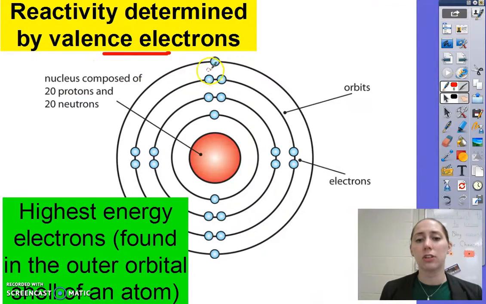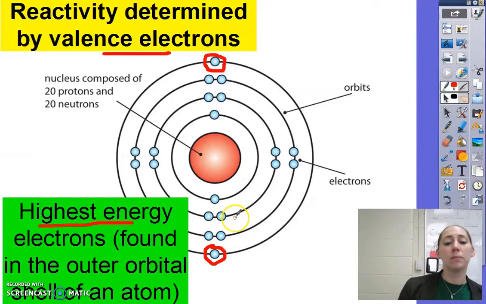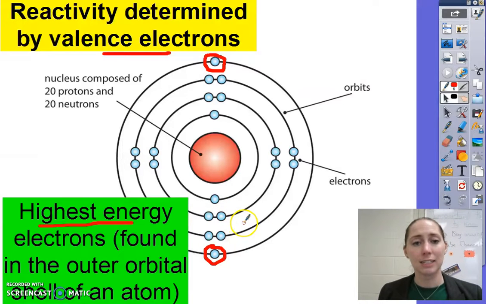A valence electron is simply an electron found on the outside orbital or shell of an atom. They happen to have the highest energy of all the other electrons, so that makes them determine how the atom reacts. Now, we can look at this and see that there are two valence electrons, but what if we're just looking at the periodic table?